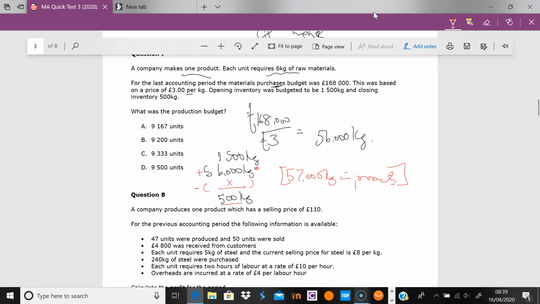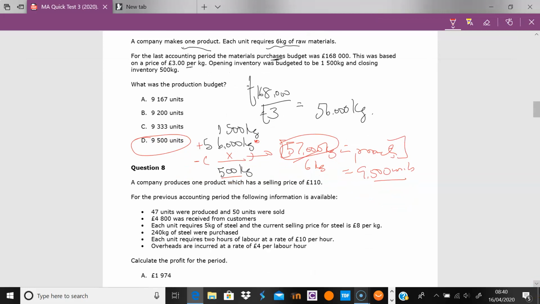And if you need 6 kilograms to make a unit, and you use 57,000 kilograms, therefore you must have made 57,000 divided by 6, which is 9,500 units. So that's what you actually produced in the end. It's important to see the relationship between what you buy in, and then apply that to your answer, and use that answer, your cost of production, so to speak, to know the actual number of units that were made.